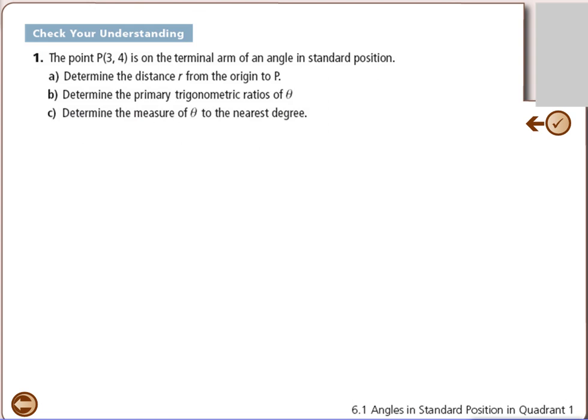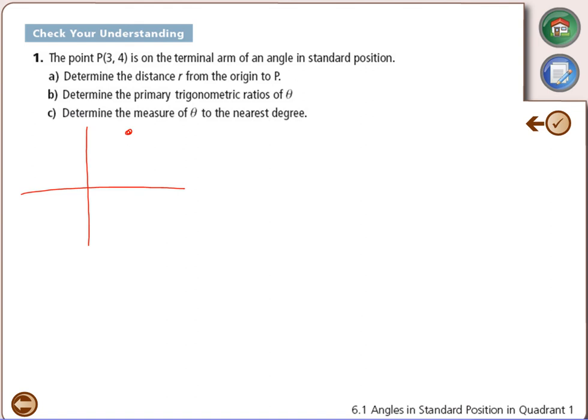All right, here we go. We've got the game to play here. Point (3, 4) is on the terminal arm of standard position. Those are the rules we're going to follow. So start by sketching it for yourself. 3, 4. No. 1, 2, 3, 1, 2, 3, 4. There's our point P, (3, 4).